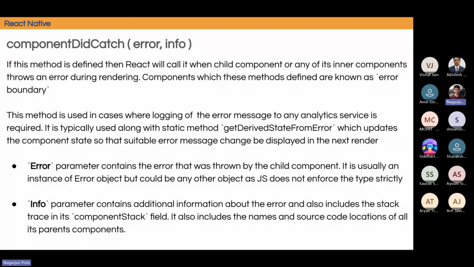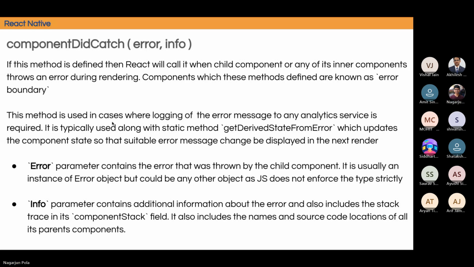So another lifecycle method is componentDidCatch. This is an interesting method. Whenever this method is defined, and any of the children components throws an error during rendering, this method gets executed with that error information. So this method is mostly used for logging purposes. If any of the children components throws an error, you want to log that error, you can implement componentDidCatch in the parent component, and then you will get the error object and info, which contains the stack trace. So you can use these two variables for logging purposes, for debugging the application.